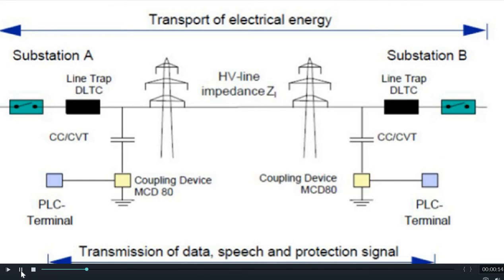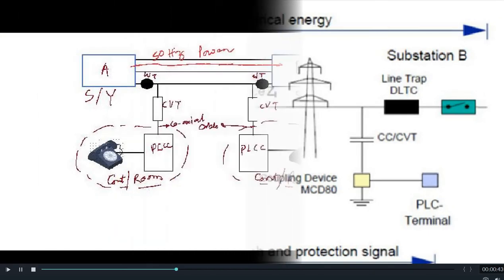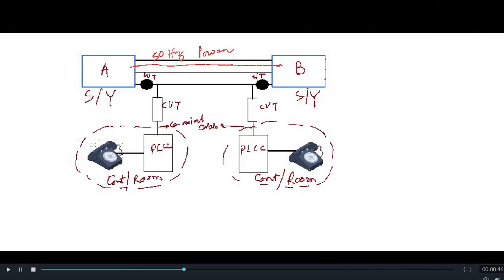If we see the block diagram, at the top it is written transmission of power or energy, and below it is written transmission of data, speech and protection signal. That is, transport of electrical energy is done from switchyard to switchyard, that is station A switchyard to station B switchyard, but the transmission of data, speech and protection signals will be communicated from substation A control room to substation B control room. I have already made a video on how PLCC works in a substation.